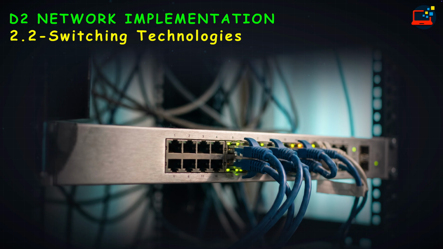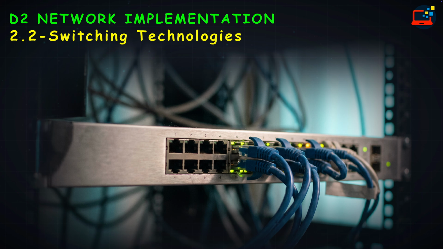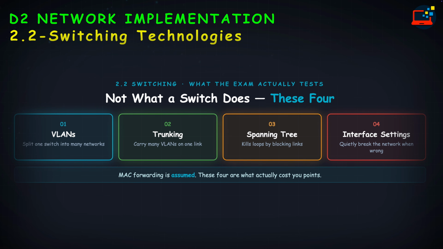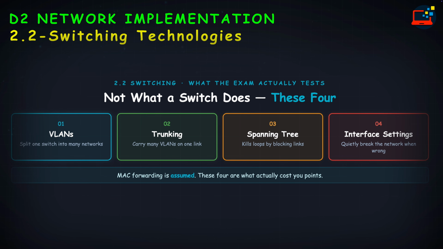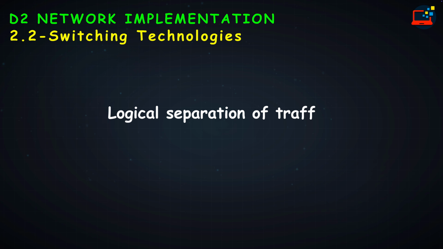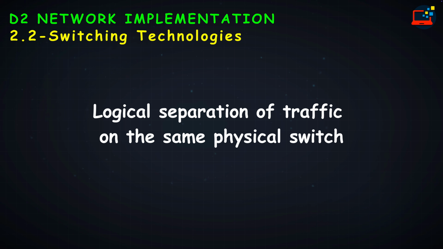2.2 is switching. Switches operate at layer 2 and forward frames based on MAC addresses. But the exam does not test you on what a switch does. It tests you on VLANs, trunking, spanning tree, and the interface settings that quietly break a network when they are wrong. A VLAN is a logical separation of traffic on the same physical switch.